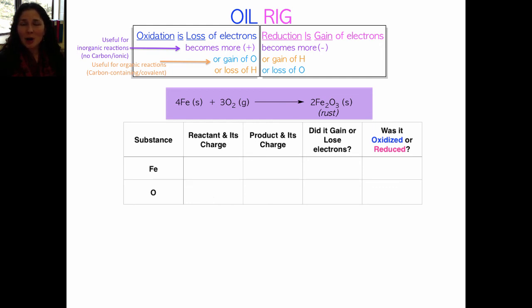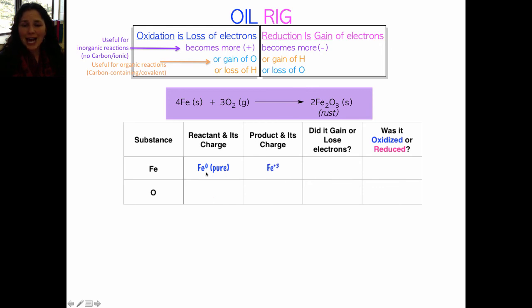This is related to our activity on matter. If you identify something that is a pure substance and it's an element, then it will have a charge of 0 when you're keeping track of charges for oxidation and reduction reactions. Now let's fill in the table. For iron in the reactants, its charge is 0 because it is pure iron. The charge in the products, as we mentioned earlier, is +3.